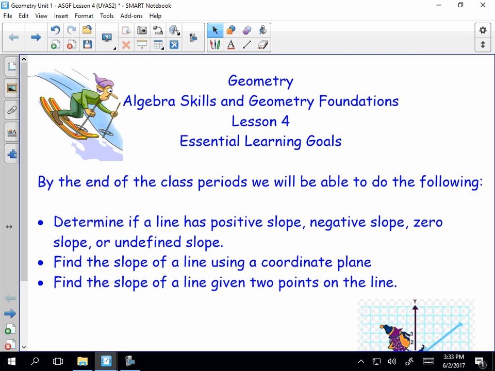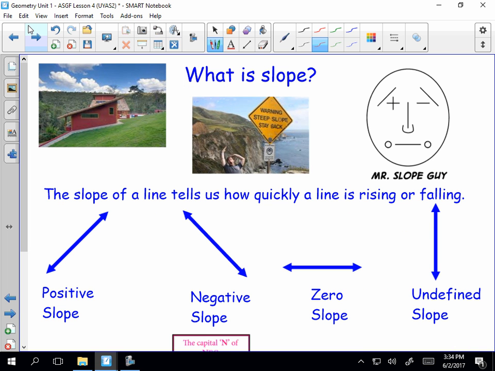Okay, today we're going to be looking at the slope of a line. Our goals, the essential learnings: by the end of the lesson, determine if a line has a positive slope, negative slope, zero, or undefined slope. Find the slope of a line using a coordinate plane, and find the slope of a line using 2 points from the line.